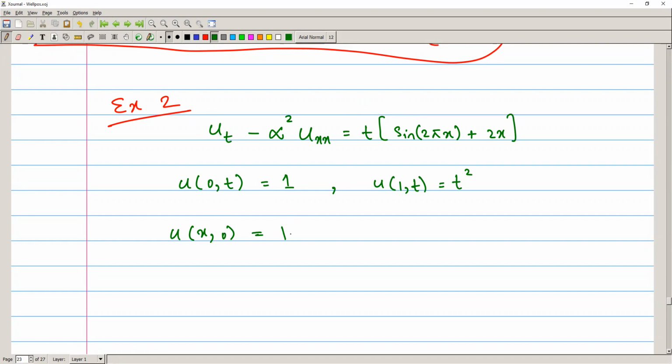So now we are going to work, and we are going to add some more steps in this problem. Unlike the previous problem where we directly solved using the Duhamel's principle, now we are going to use the Duhamel's principle for this equation in a different way, right? So let's start this example.